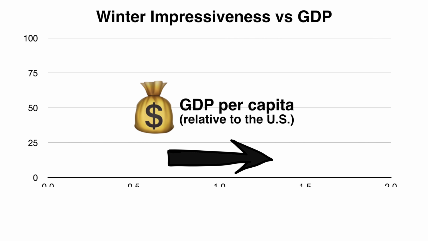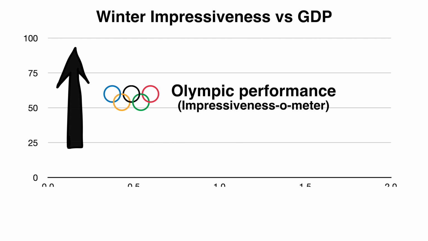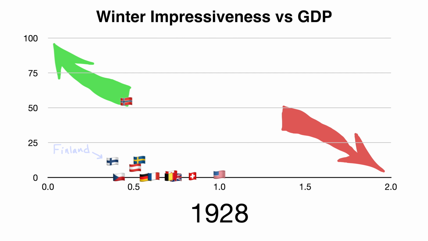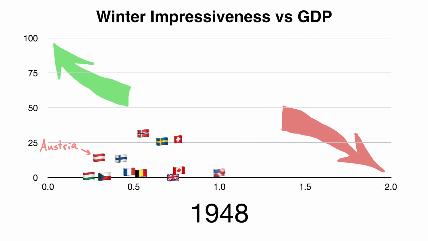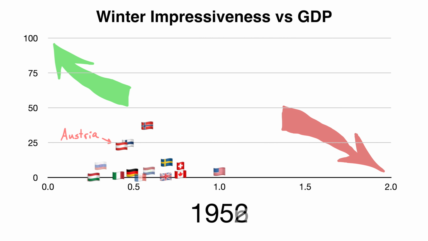So here's a graph which compares GDP per capita with impressiveness. Up and to the left here is good. Finland stands out in the early going on this graph, as does Austria a little later on.